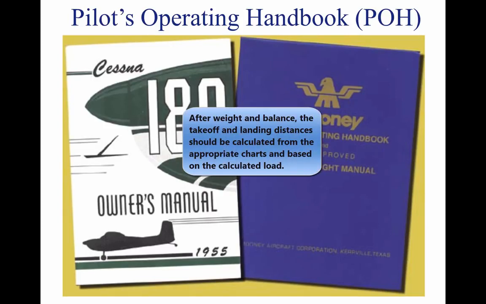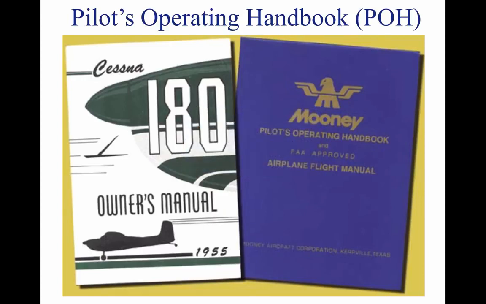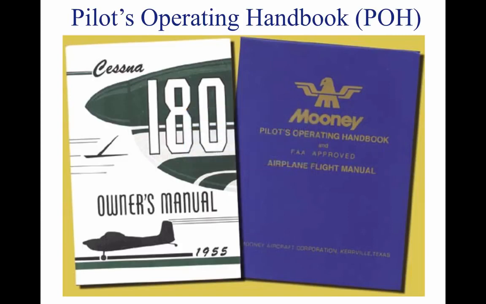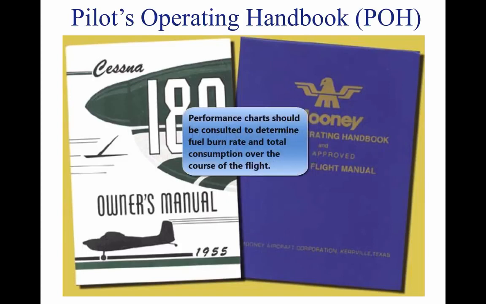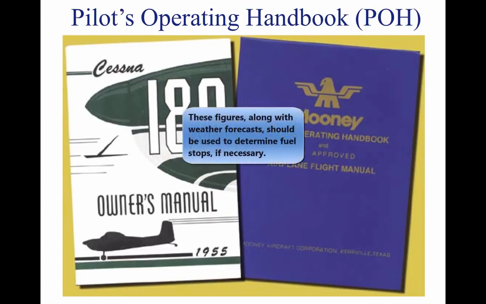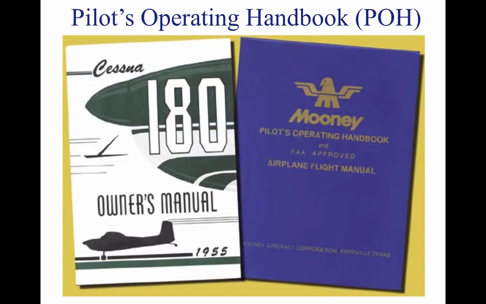Determine the takeoff and landing distances from the appropriate charts, based on the calculated load, elevation of the airport, and temperature. Then compare these distances with the amount of runway available. Remember, the heavier the load and the higher the elevation, temperature, or humidity, the longer the takeoff roll and landing roll, and the lower the rate of climb. Check the fuel consumption charts to determine the rate of fuel consumption at the estimated flight altitude and power settings. Calculate the rate of fuel consumption and then compare it with the estimated time for the flight so that refueling points along the route can be included in the plan.